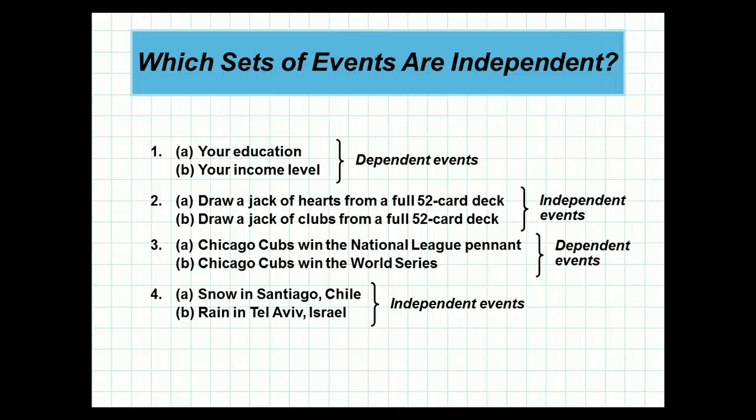Let's see, a baseball team winning their National League is a dependent event of them winning the World Series, because you can only go to the World Series if you've won the national event. So those events are dependent on each other. The fact that it is raining in Israel is completely independent of whether or not it's snowing in South America. These are independent events. So we get the idea of dependent variables versus independent variables.